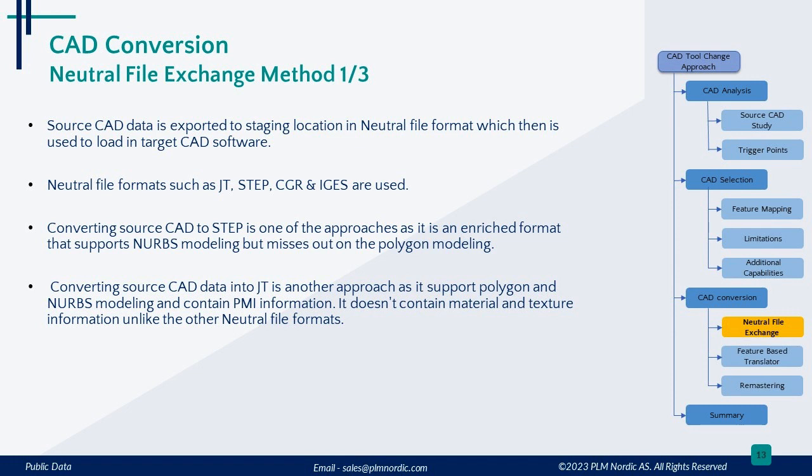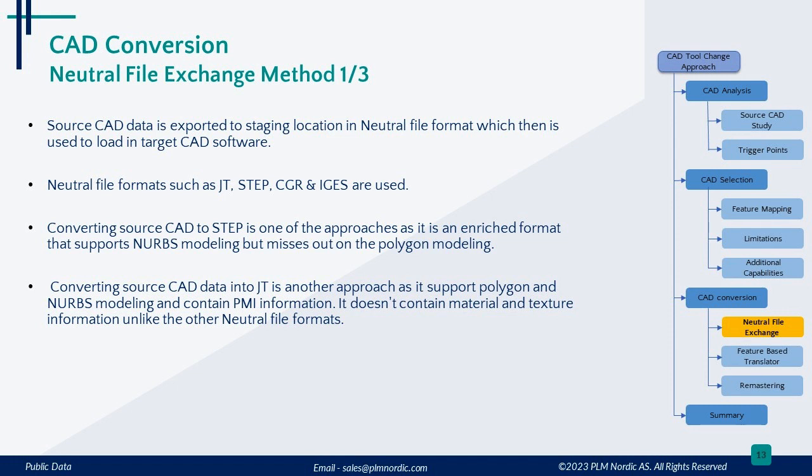Coming to the first approach of CAD conversion, which is through the neutral file exchange method. In this approach, source CAD data is exported to a staging location in neutral file format, which then is used to load data in the target CAD software. Neutral file formats such as JT, STEP, CGR, and IGES are used.